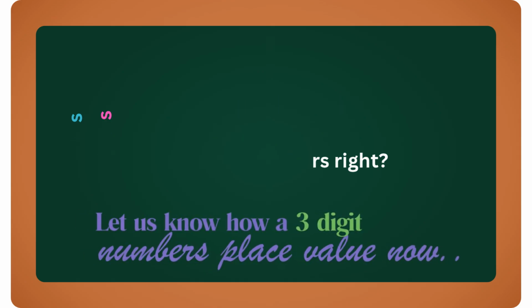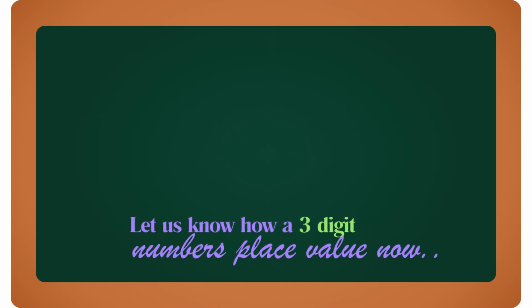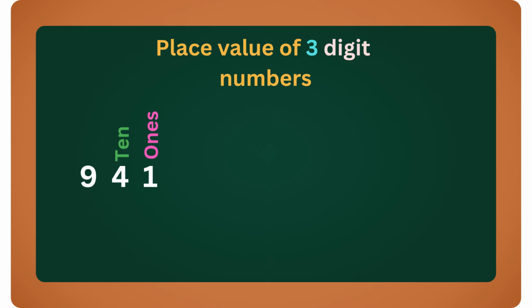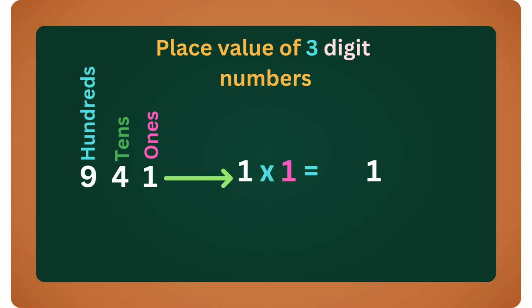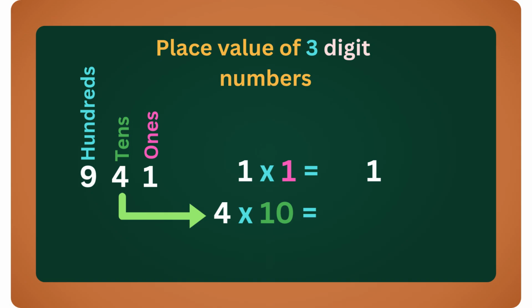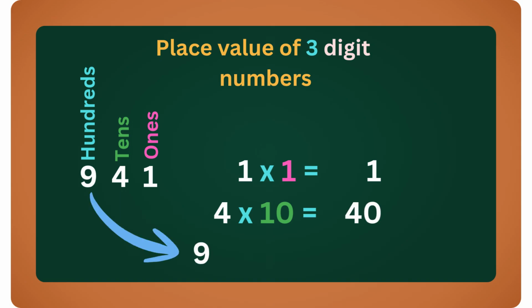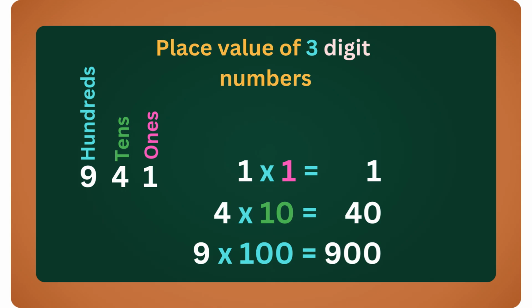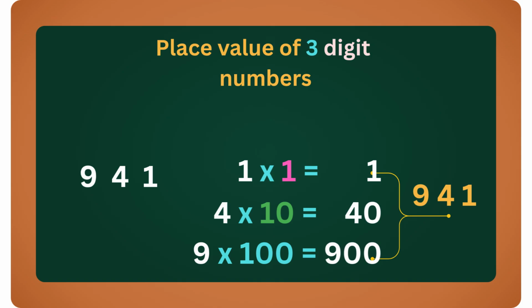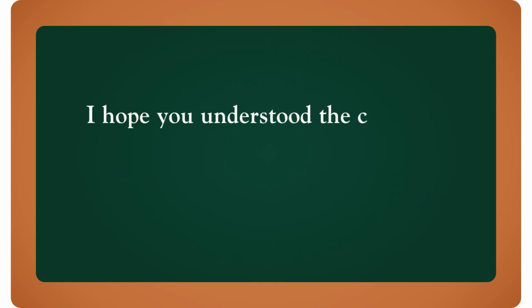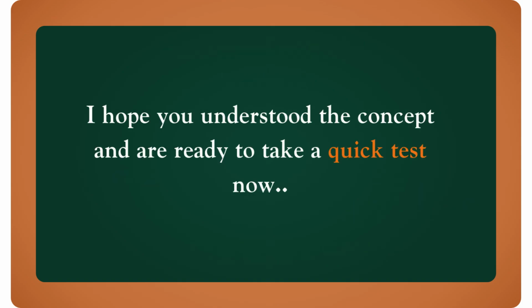Let us now have a 3-digit number. There are ones now, tens and hundreds. 1 ones are 1, 4 tens are 40 and 9 hundreds are 900. So we got the answer 941. Hope you understood the concept.